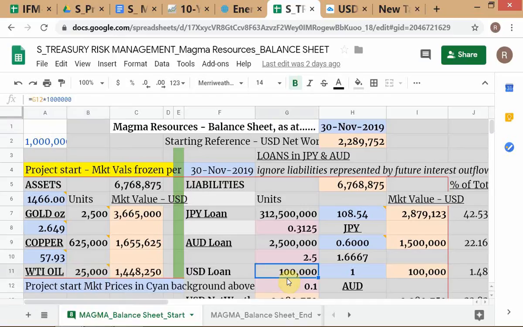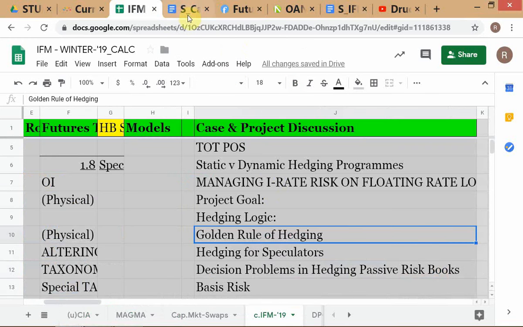Is everyone clear about this, the golden rule of hedging? Yes, sir. Some of you were not clear. Okay, so always mention this amount, and understand this. So there are some key concepts, and how to study the concepts.